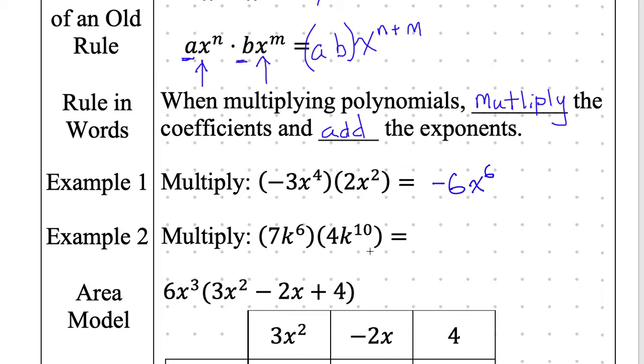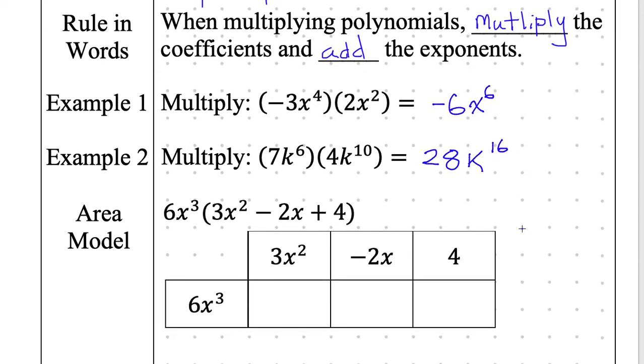Jaden. All right, so I did 7 times 4, which is 28. And then I put that fancy old letter right there. And then I added that 6 and that 10, and they made a 16 together. And that was my answer. There it is. Yeah, thank you. You guys are doing a good job.